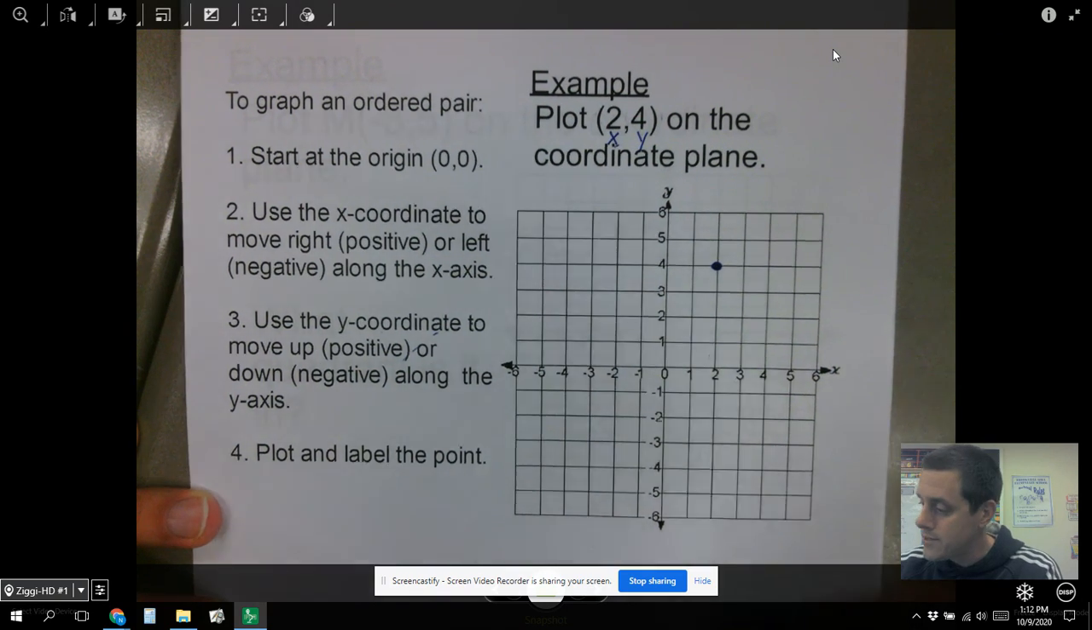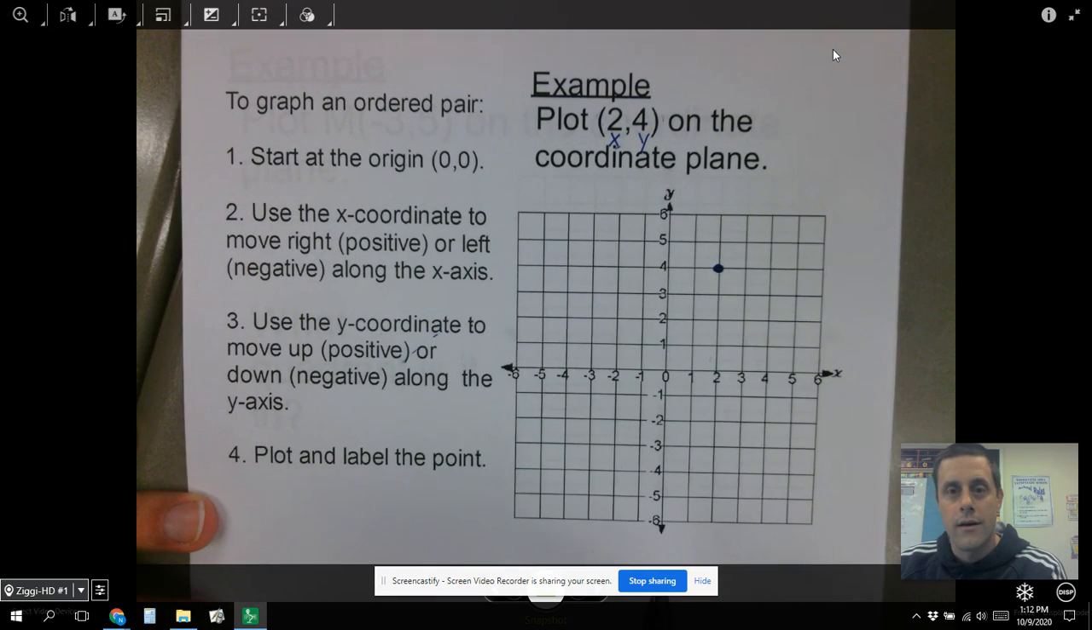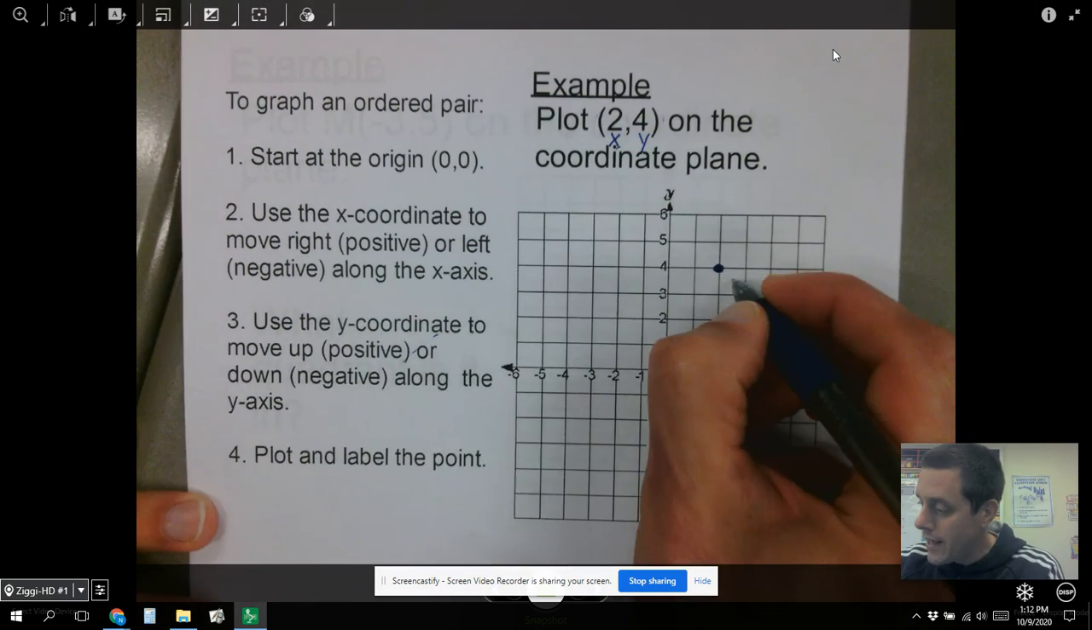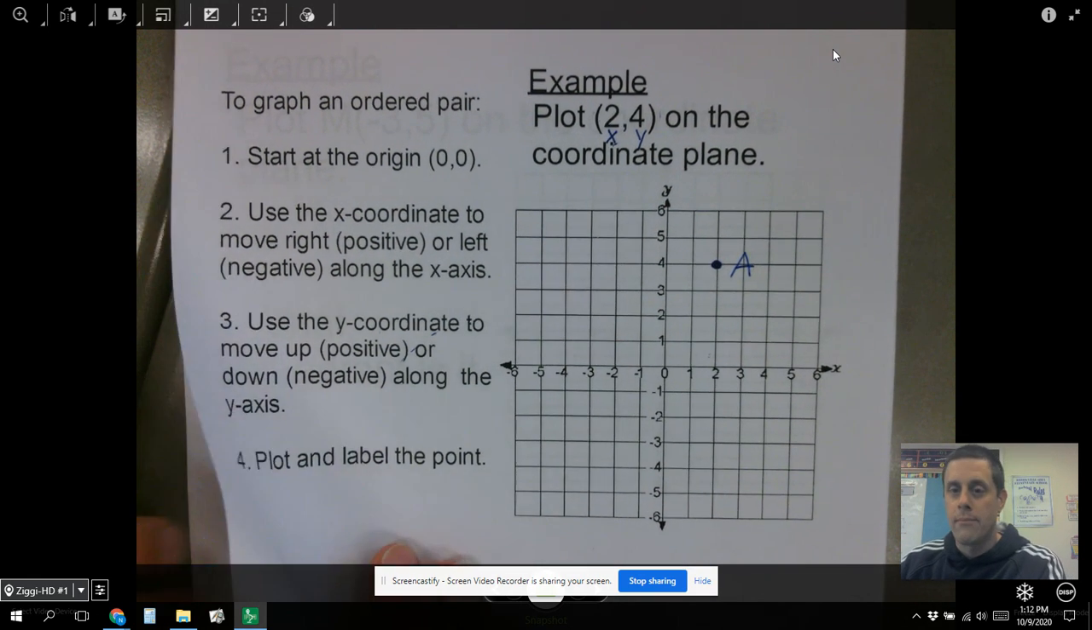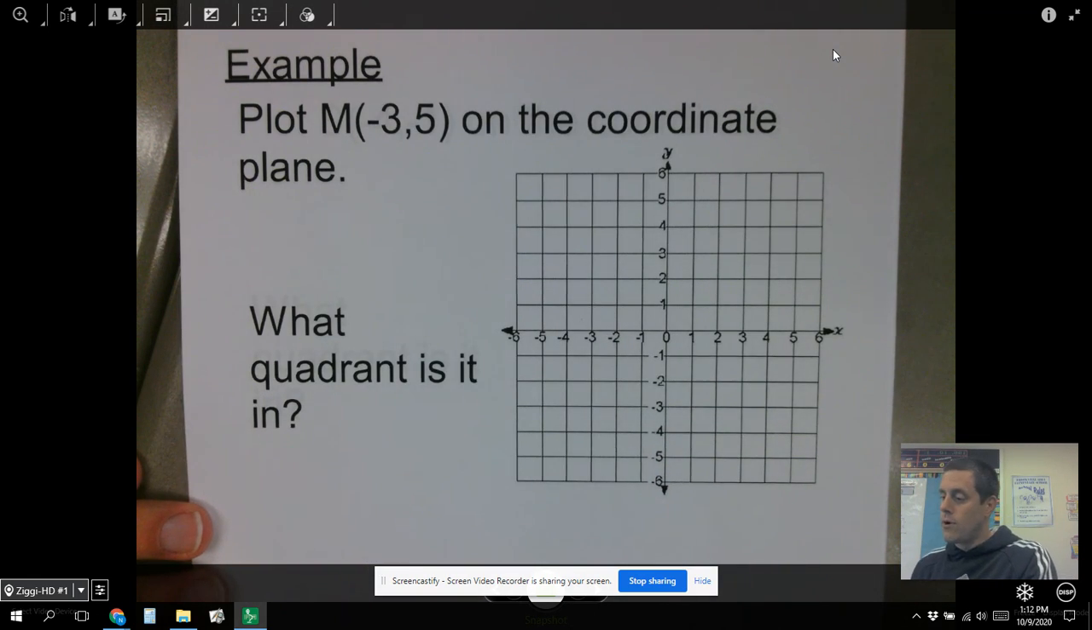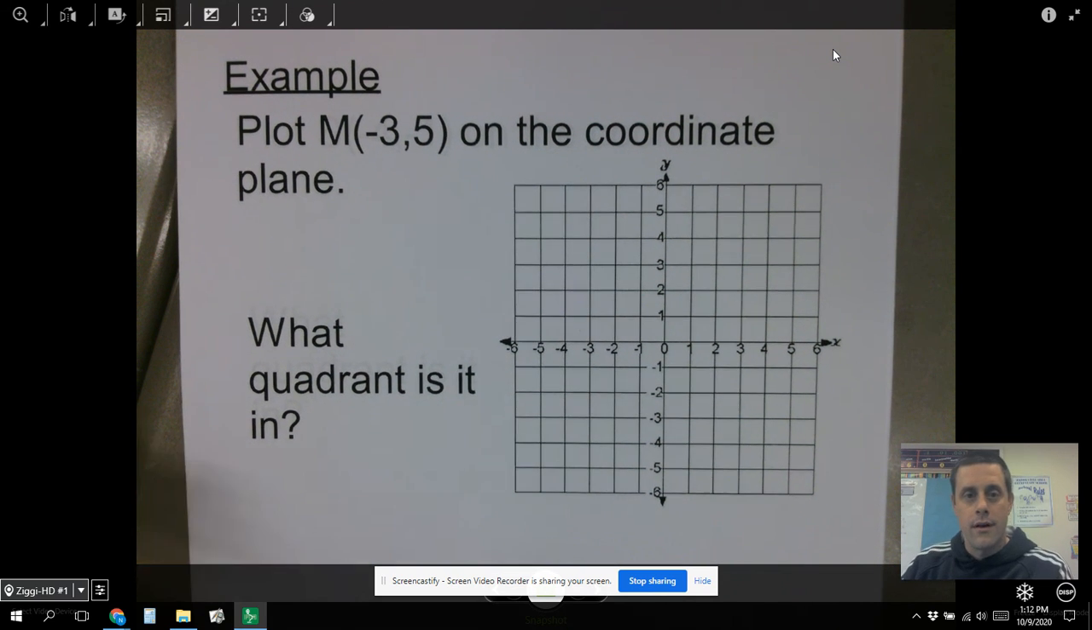And then we could label this whatever point would be in the example. We could call this point A if we wanted to. Okay, let's try a couple more of these. Keep your coordinate plane out and graph these with me.